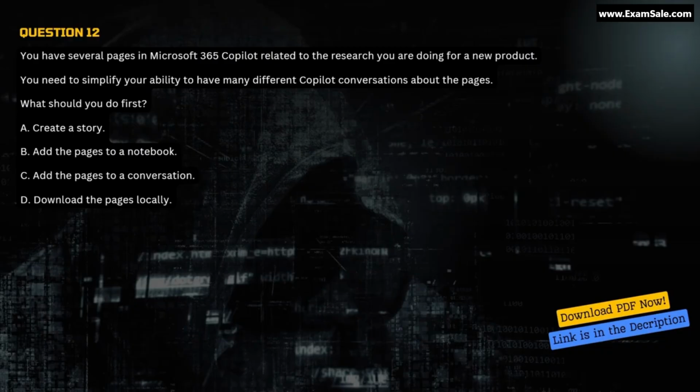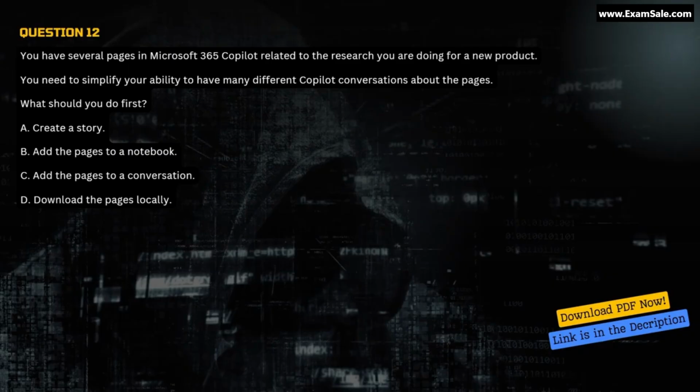Question 12. You have several pages in Microsoft 365 Copilot related to the research you are doing for a new product. You need to simplify your ability to have many different Copilot conversations about the pages. What should you do first?